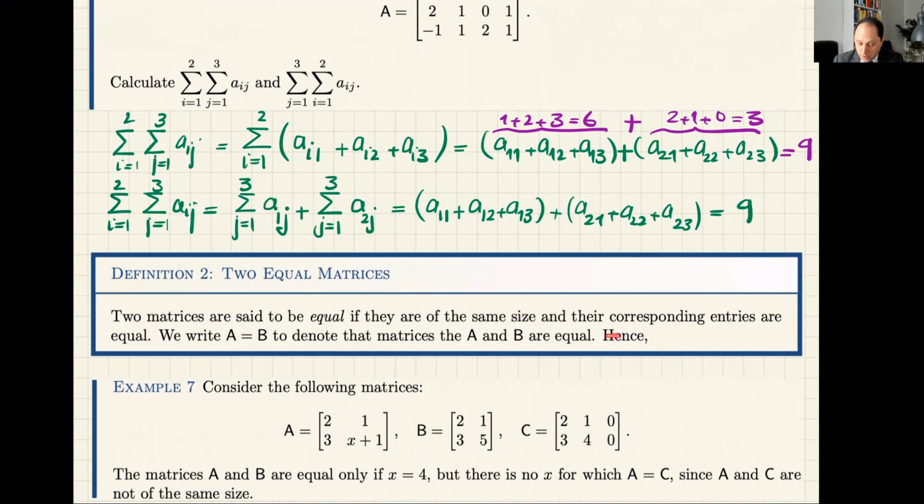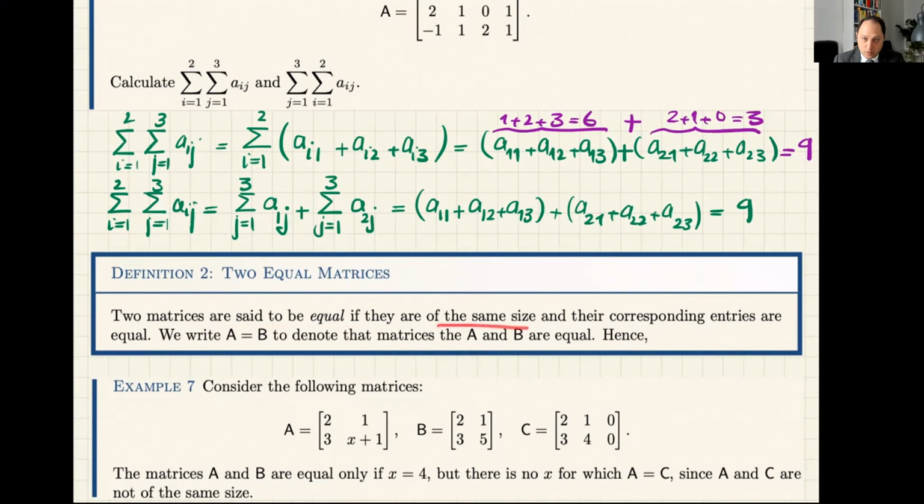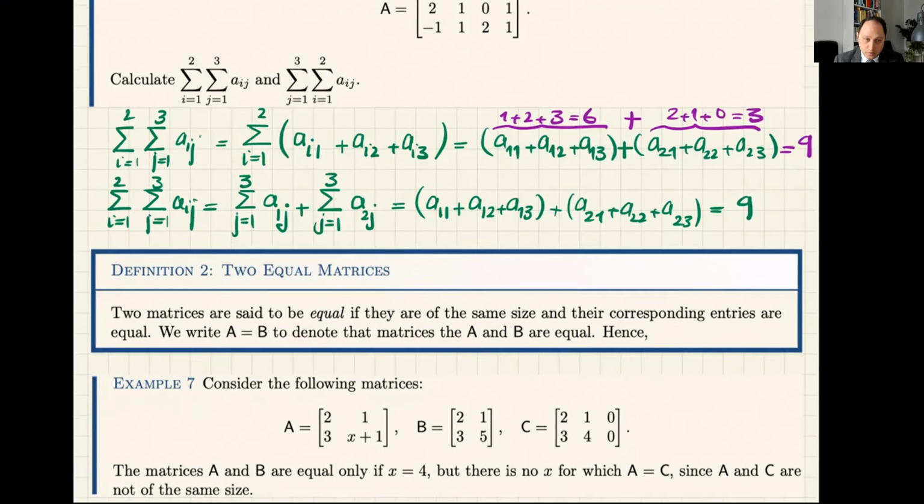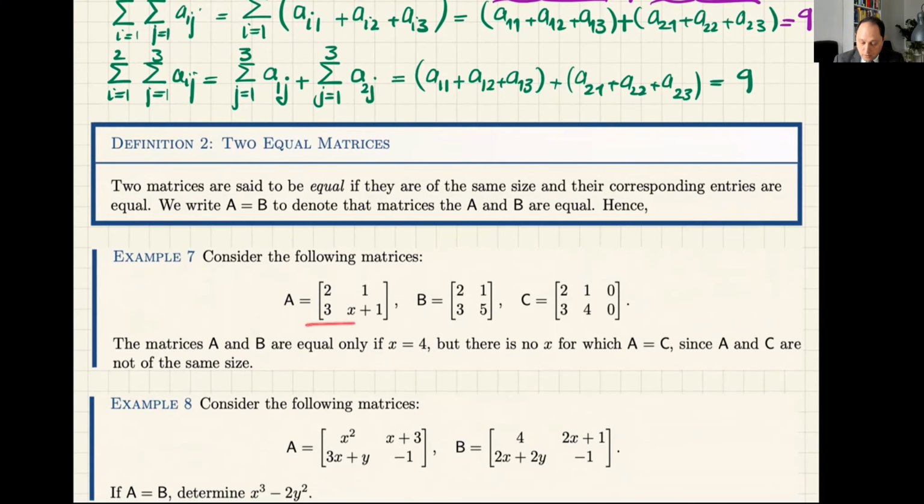So there is a typo here. There is no "hence". So two matrices are said to be equal if they are of the same size, meaning they have the same number of rows as well as the same number of columns, and their corresponding entries are equal. We write A equal to B to denote that matrices A and B are equal. So for example, consider the following three matrices. The matrices A and B are equal only if x is equal to 4.